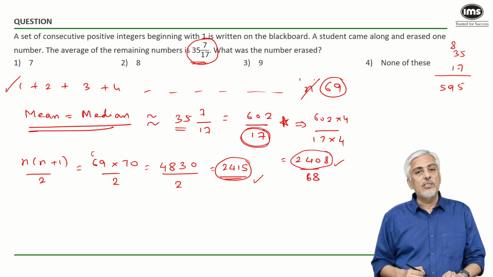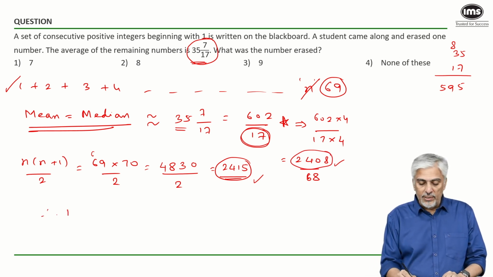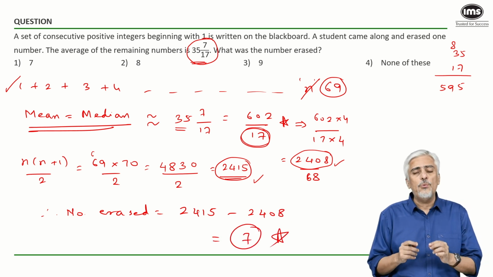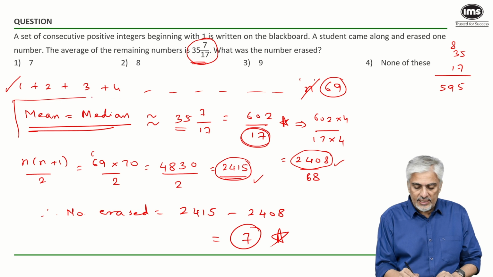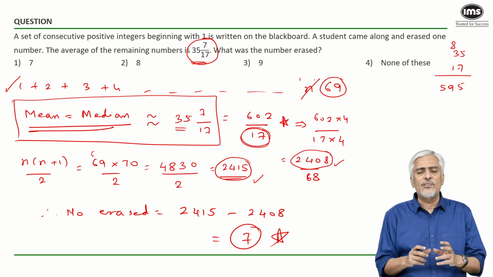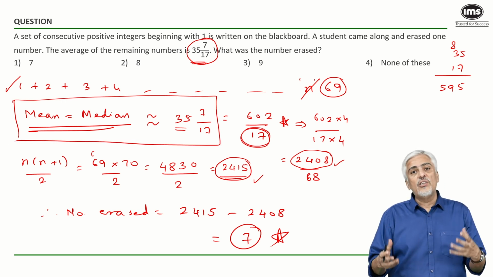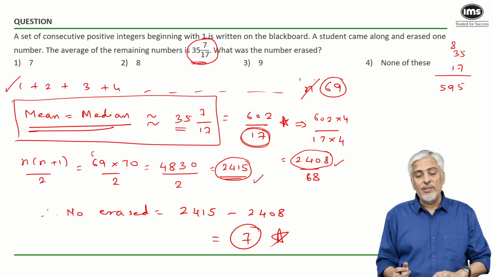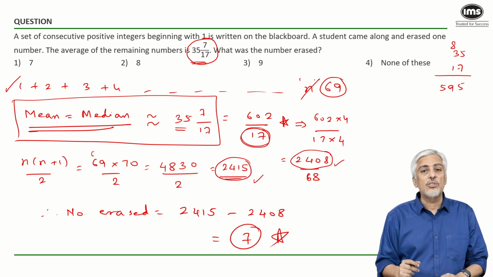I explained that to you earlier. Therefore, the number erased will be 2415 minus 2408, which is 7. Very, very important. This whole thought process that mean and median are very close by, not an easy question. If you've done similar questions, you will now think of it as easy. But if it came first time in the CAT, it will always be a difficult question. I would like you to go through this really carefully.